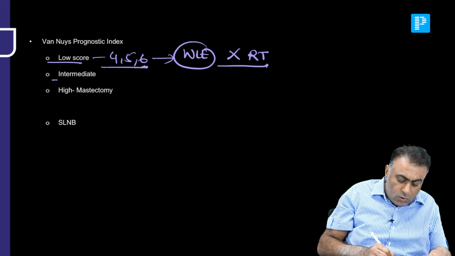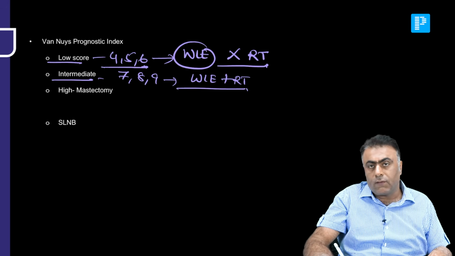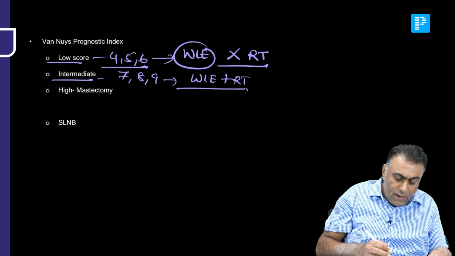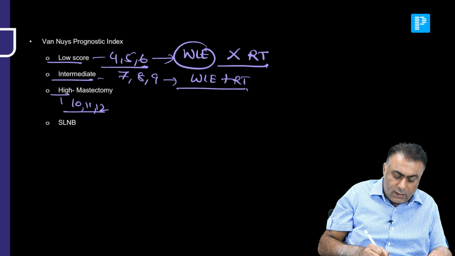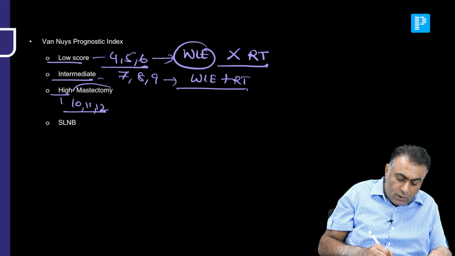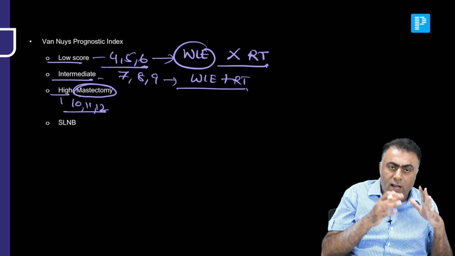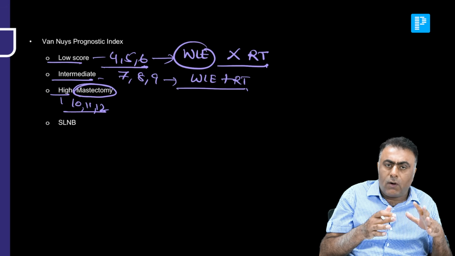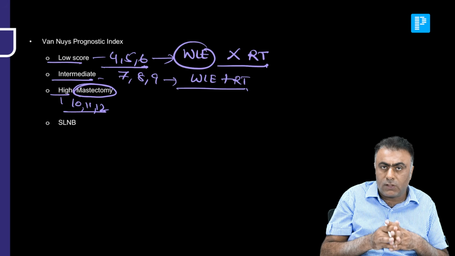Intermediate, if the score is 7, 8 or 9, then after wide local excision, we should always go for radiotherapy. And if it is high grade, that is 10, 11 or 12, then we'll always go for a mastectomy. So that is how the Van Nuys prognostic index becomes very important and has an impact on the management of a patient of ductal carcinoma in situ.